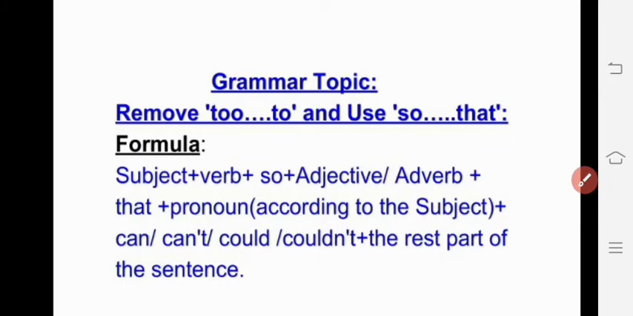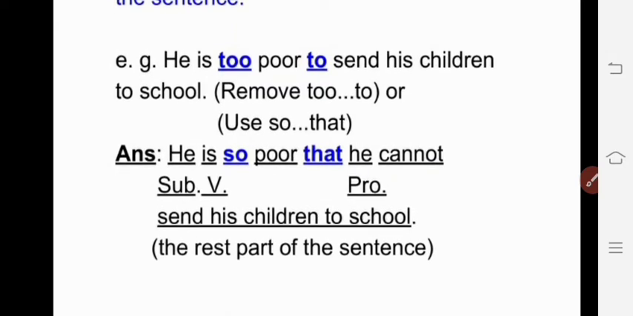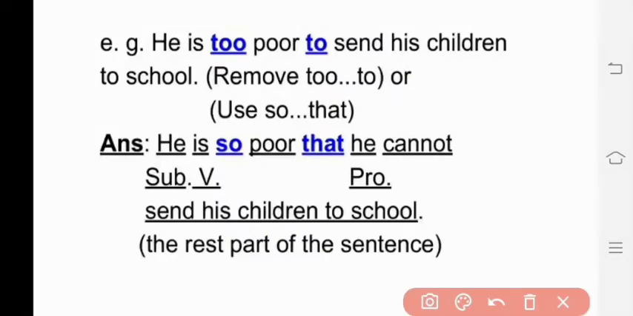Now we move to this example so you can understand the same formula better. First example: He is too poor to send his children to school. Here what is given, you have to try to understand. The instruction is given: remove to or use so that. Any one instruction can be given, while the heading is transformation of sentence. This is the question that you can see: he is too poor to send his children. So as per the formula you have to convert it into so that.